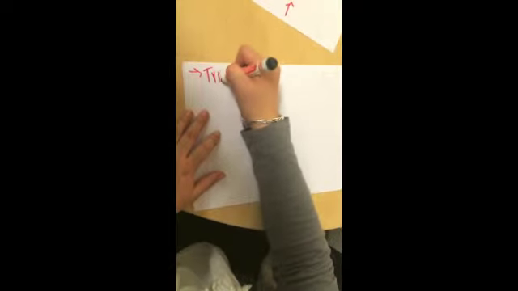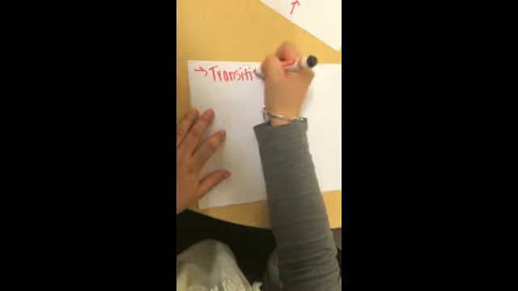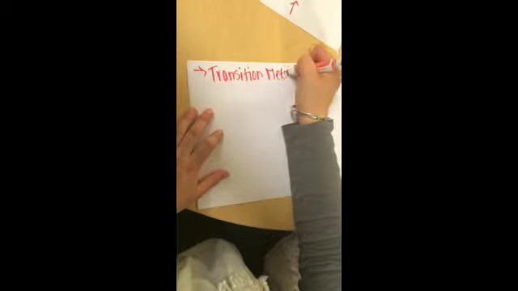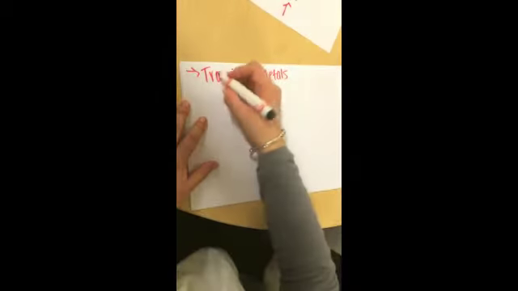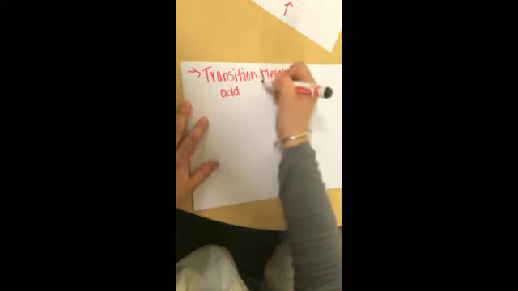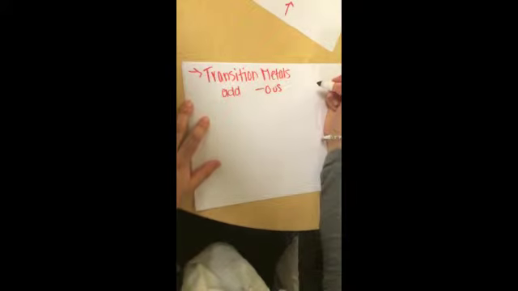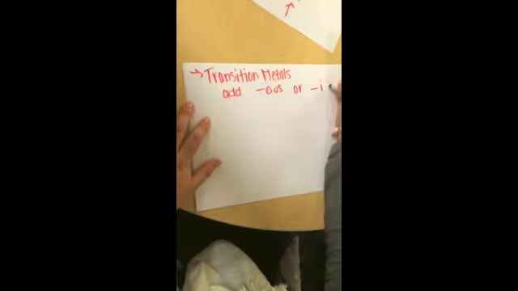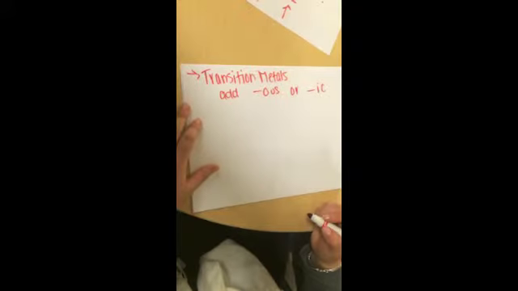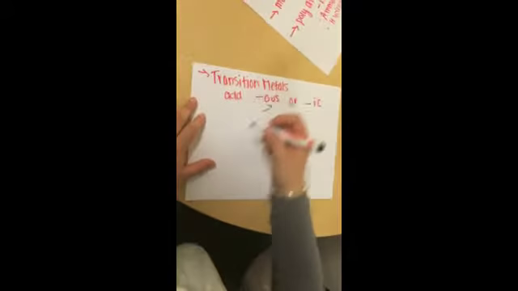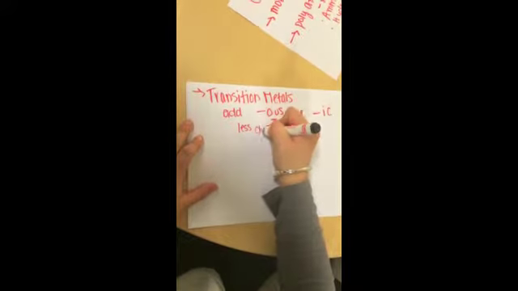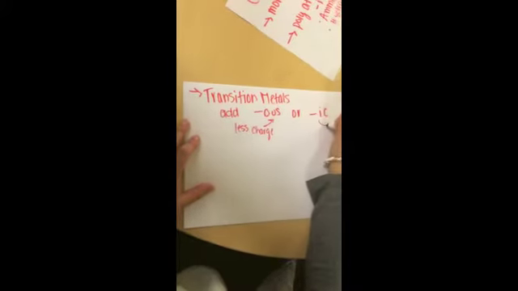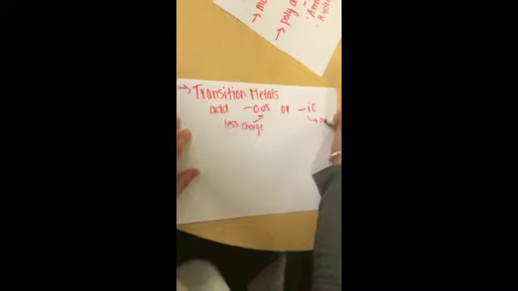Okay, now we are going to look at the transition metals. In transition metals, we add OUS or IC. OUS goes to the element that has less charge, and IC goes to the one that has more charge.